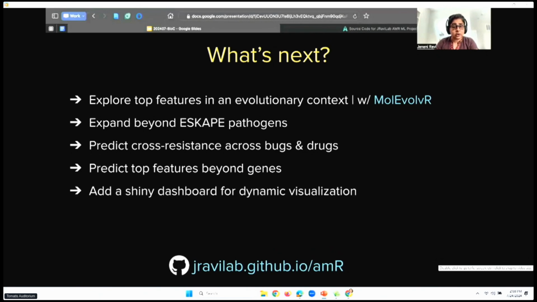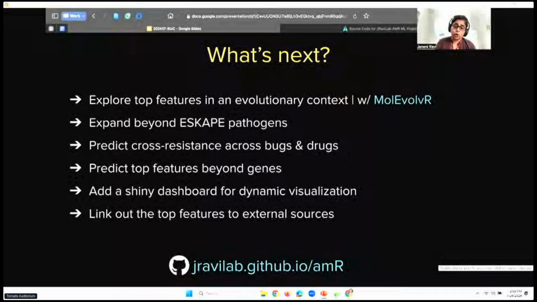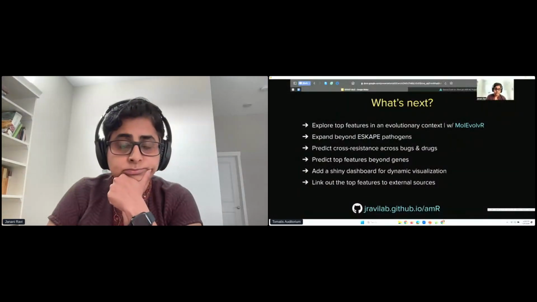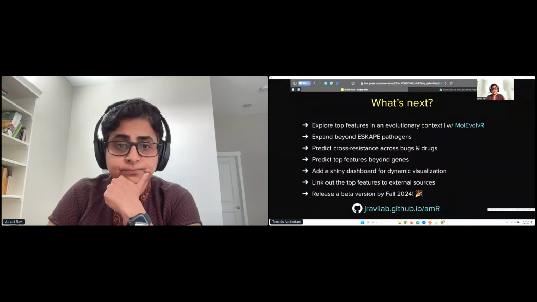And currently we are focusing on genes, but we would also like to go to other features. And we're also adding a dashboard in case that's an easier way to visualize when you're looking across these multiple comparisons. And all of these will be linked out to the corresponding resources for the biologists who are interested in the downstream outcomes. And we hope to have a beta version for you all to test out in a few months.